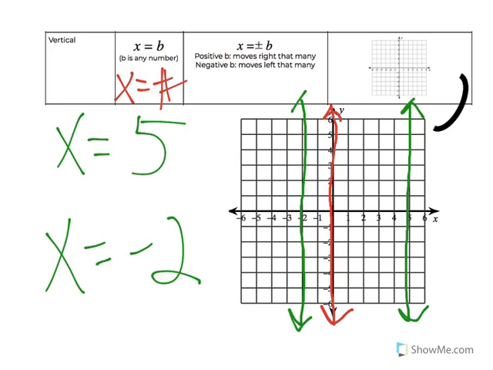Notice that these vertical lines are going through the number that is equal to on the x-axis. So on your x-axis, this line goes through 5. On the x-axis, this one goes through negative 2. So you get x equals 5 going through 5, x equals negative 2 going through negative 2.